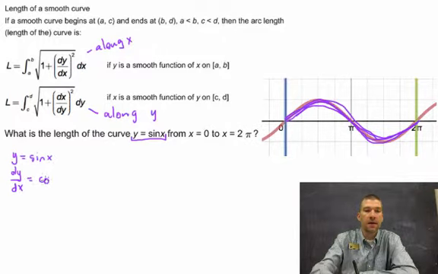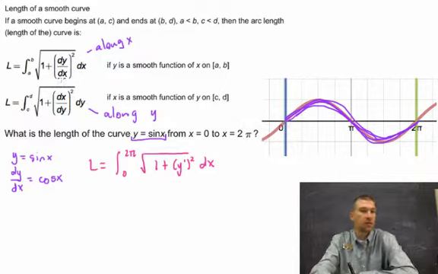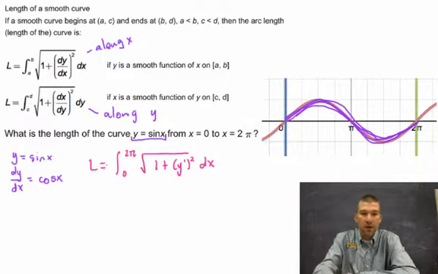The derivative of sine is cosine, okay? So we're going to take that and plug it into this top formula right here. We're going to plug it into the arc length, which is equal to the integral from, in this case, 0 to 2 pi of the square root of 1 plus y prime squared dx, or if you don't like y prime squared, you could have dy/dx. Those represent the exact same thing.